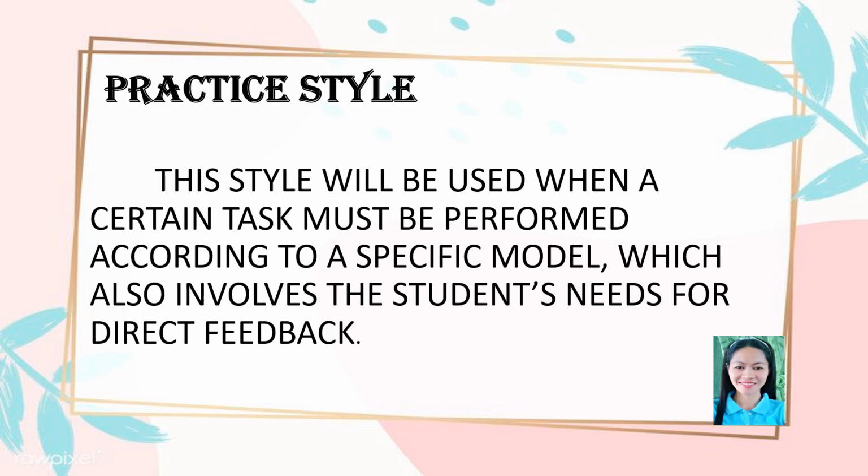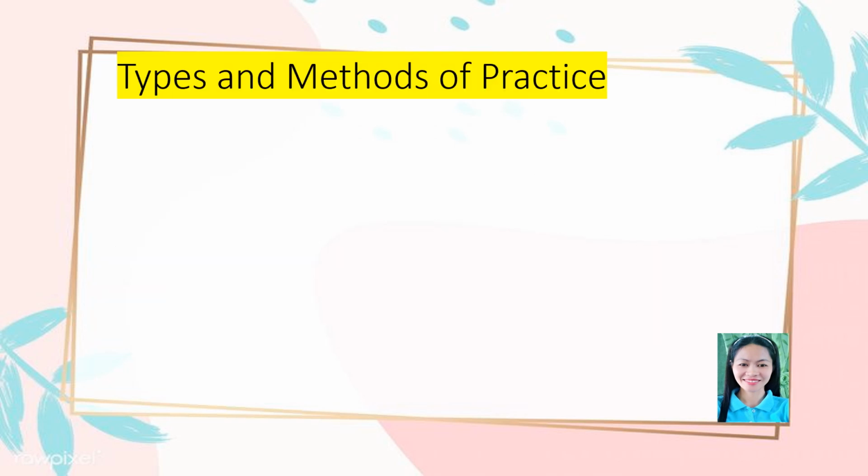For example, the teacher demonstrates how to perform a jump shot in basketball. As students practice their shooting technique, the teacher will go around the class giving feedback. There are 8 types and methods of practice.